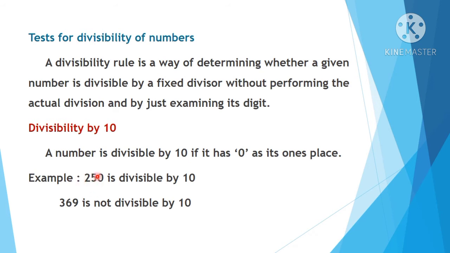Okay, understood? If you want, you can check it for some numbers. Check it for 400, check it for 450, check it for 272. Check whether it is divisible or not. Take a piece of paper and check it, children. So what is the divisibility rule for 10? In the ones place, you should have 0. Then we can say that number is divisible by 10. Okay, let's see the next rule.